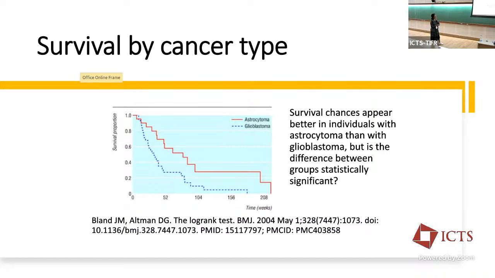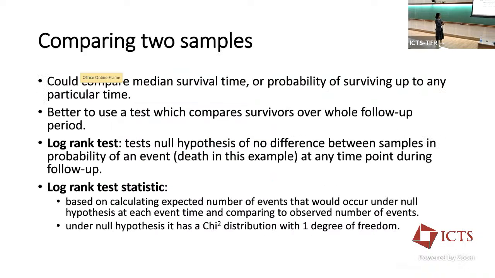to this second one, but is the difference between groups statistically significant? So, I mean, can we say that this is true? Is it significant, the difference between these two? So for that, we need something else, which is called the log rank test. Okay. So comparing two samples, when you're comparing two groups, could compare median survival time or probability of surviving up to any particular time. So we have to use a test which compares survivors over a whole follow-up period.